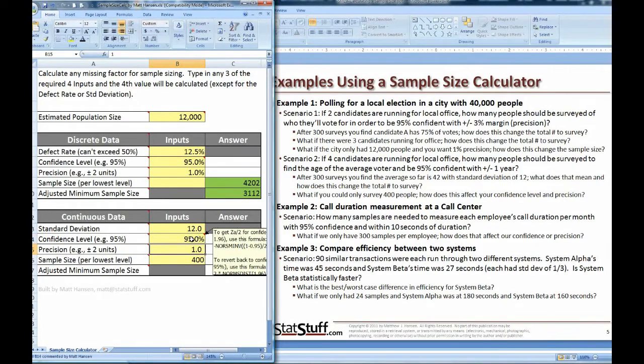So I'm going to plug in 95% there. And we also know we want to have 10 seconds for our precision. So we're going to plug in 10 there. And we want to solve for the sample size. So we're going to plug that in. But we don't have 12 necessarily as a standard deviation.